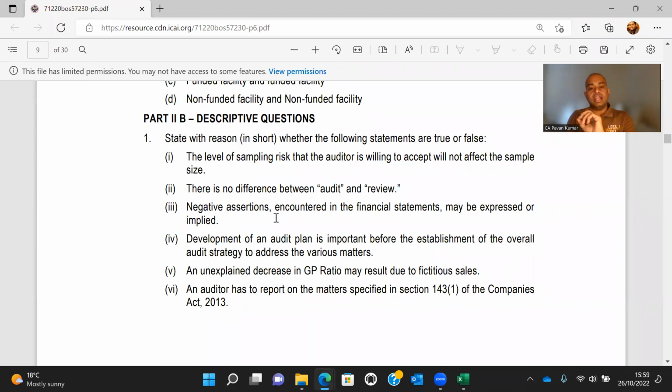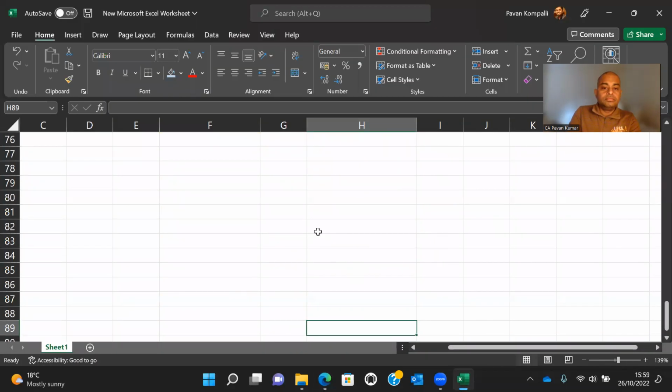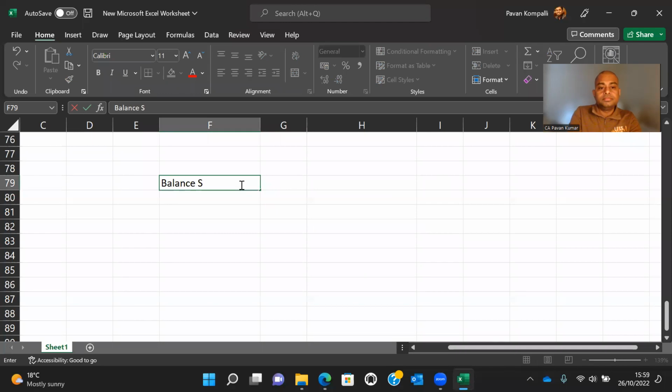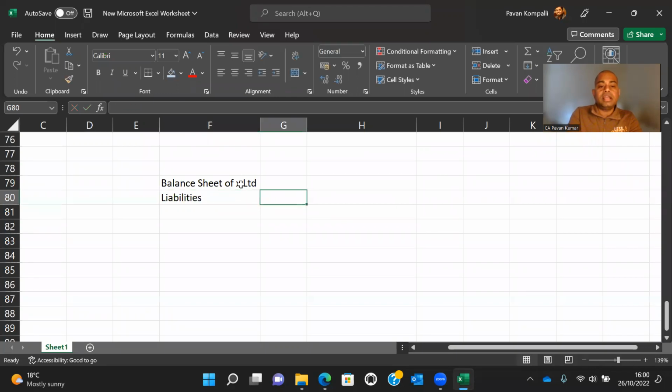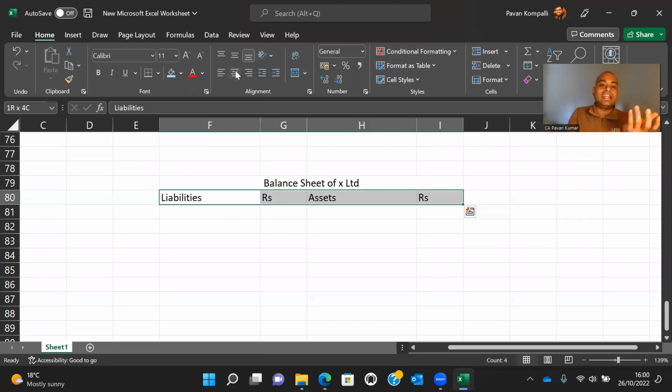Negative assertions encountered in financial statements may be expressed or implied. Correct. What is a positive assertion? See, for example, this is the balance sheet of X Limited. This side liabilities rupees, this side assets rupees. Okay, now Arya Prasad will say, sir, you will fail a CA exam if you write a balance sheet like this, shameless, sir. How can you write a balance sheet like this?